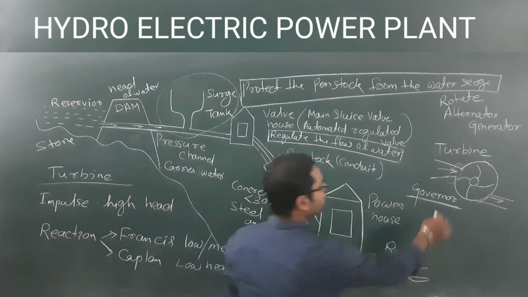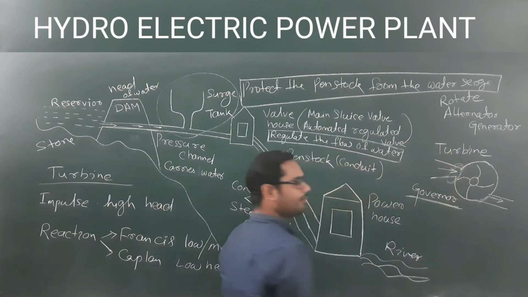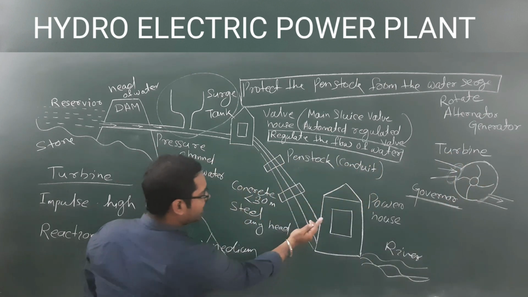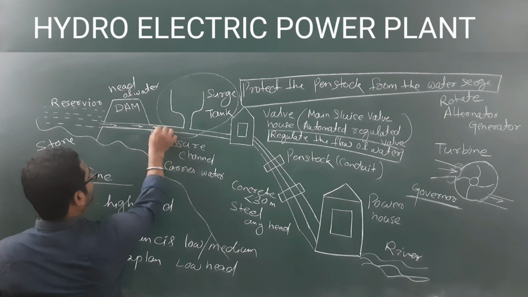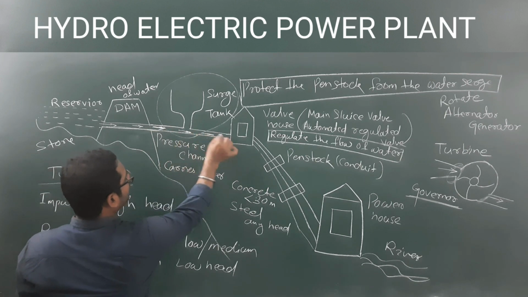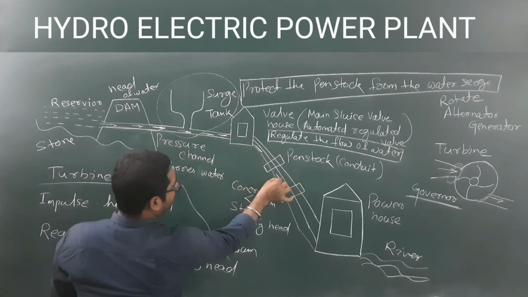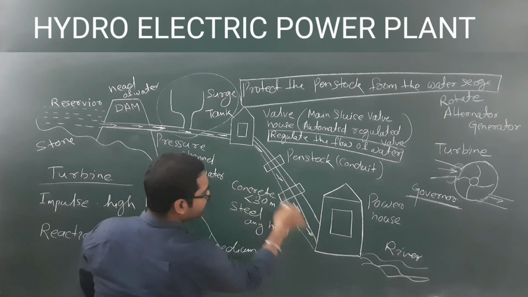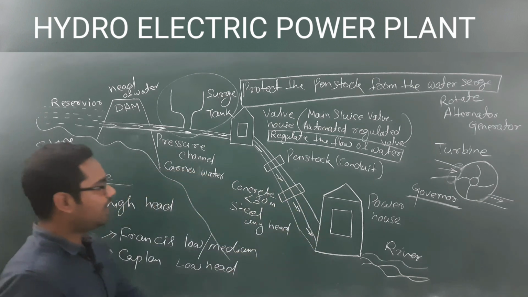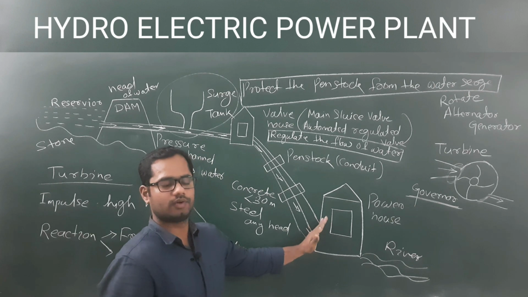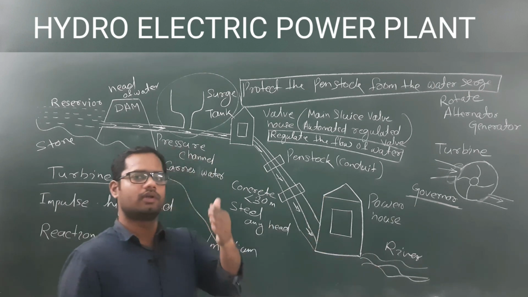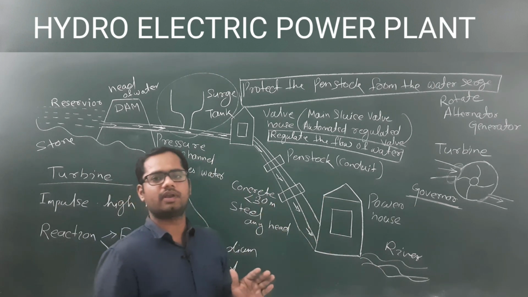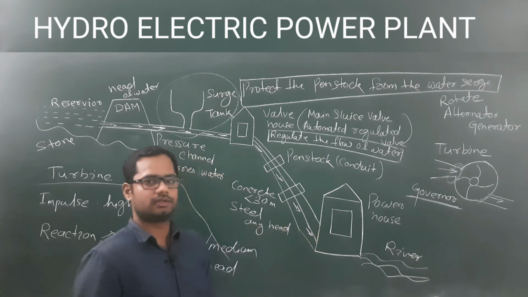Whenever you close the governor gate, at that time what happens? The water is flowing from reservoir to penstock to your turbine, and you suddenly close the gate due to some requirement, due to maintenance, or due to less requirement of production. You just close the gate. Then what happens?